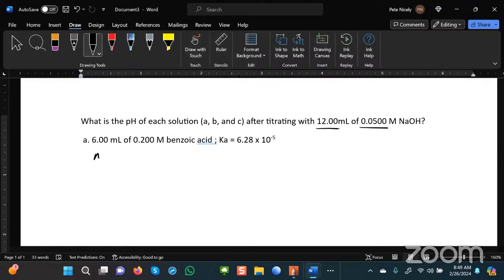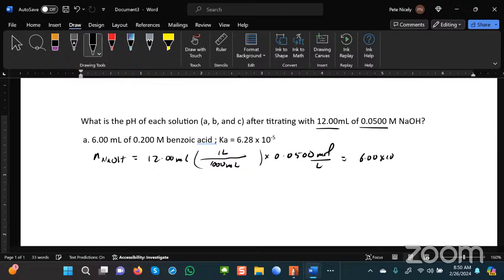They gave us the volume and they gave us the molarity, right? So the number of moles of NaOH would be equal to 12.00 mL, which we have to convert to liters. So 1 liter over 1,000 mL. And then I'll multiply that by the molarity, which is 0.0500 moles per liter. Let's see what that gives. And folks, again, please do these calculations along with me because I could be wrong. So I got 6.00 times 10 to the minus 4 moles. All right? So that's for sodium hydroxide.